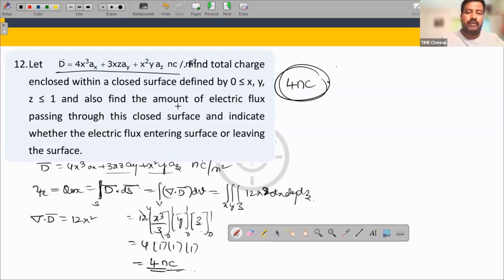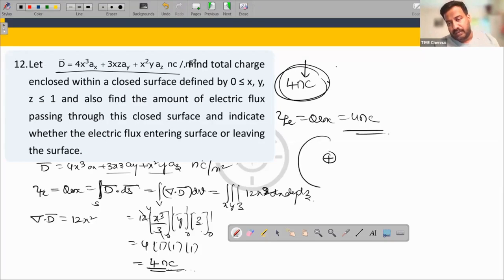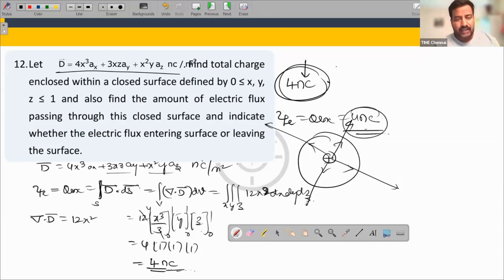And also find the amount of electric flux passing through the closed surface. But you know the amount of electric flux is equal to the charge enclosed, which is also 4 nanocoulomb. Now the question is whether the flux is entering the surface or leaving the surface. Charge is positive, so the flux will leave the surface. If charge is negative, flux will enter the surface. Because we got positive charge, flux is leaving the surface. That's also a very important and tricky question.